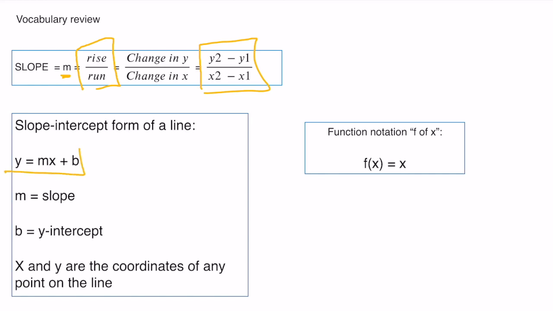In slope-intercept notation, don't forget your slope is m, the b is your y-intercept, and the x's and y's are all of the points that are on your line, all of your x, y coordinates that are on the line. And function notation just means f of x, but this is the same thing as y. Those are synonymous.